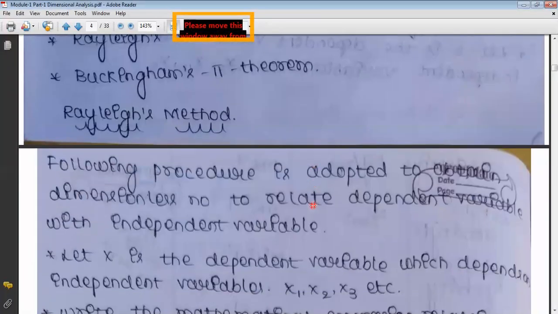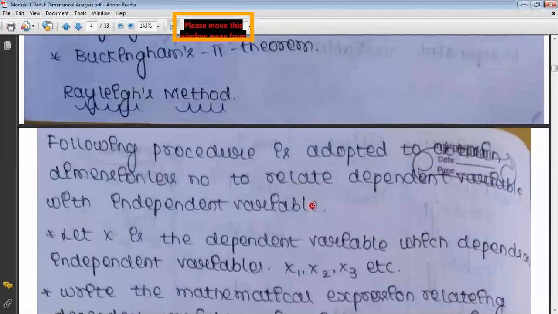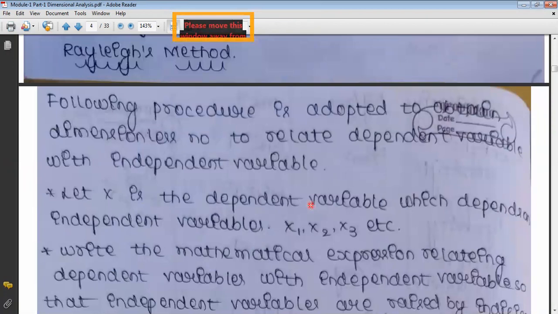In order to perform the dimensional analysis, the first method is the Rayleigh method. Rayleigh is the name of a scientist, he has given some procedure. What does the procedure say? Say there are a number of variables in a particular system. In those variables, first you have to decide which is a dependent variable and which are independent variables. I told you what a dependent variable is and what independent variables are.